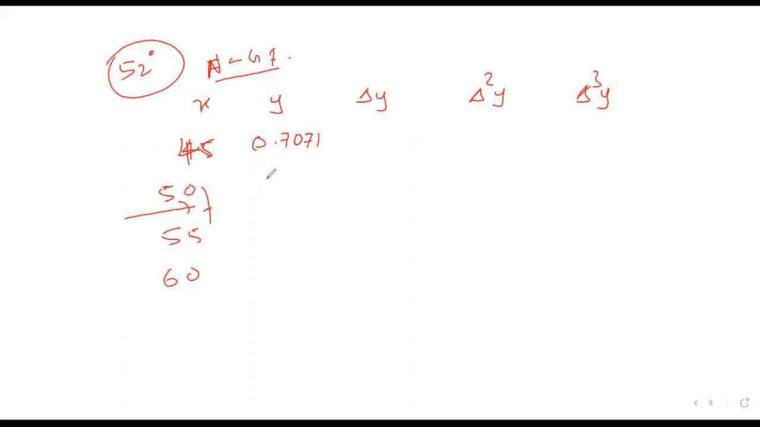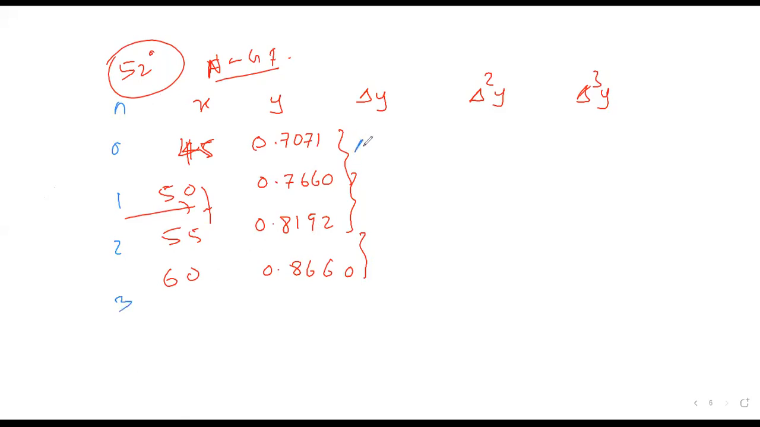0.7071, 0.7660, 0.8192, 0.8660. Okay, so first of all, you make up this table. So let me put the index also, so it will be easy for the calculation. So n is equal to 0, 1, 2, 3.